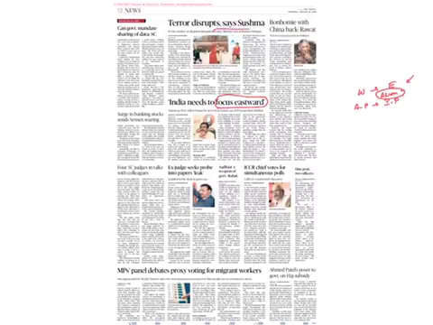Terror disrupts. In the Raisina Dialogue, Sushma Swaraj, External Affairs Minister of India, clearly stated that state-sponsored terrorism is a grave threat to nations.